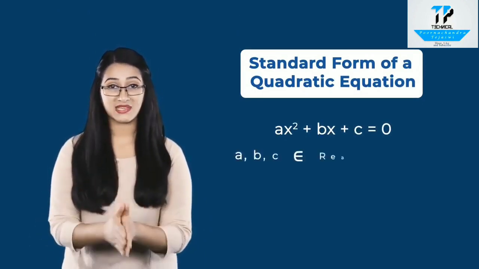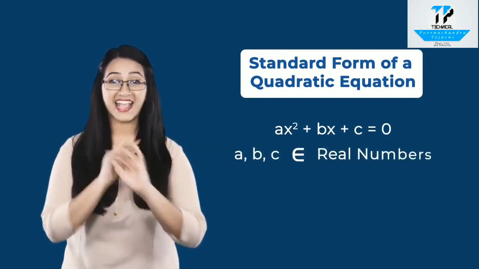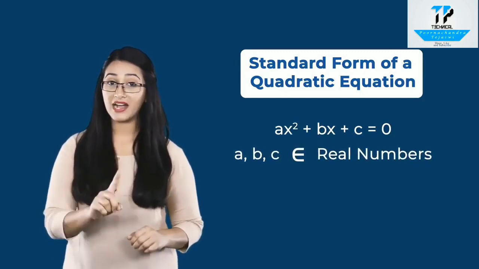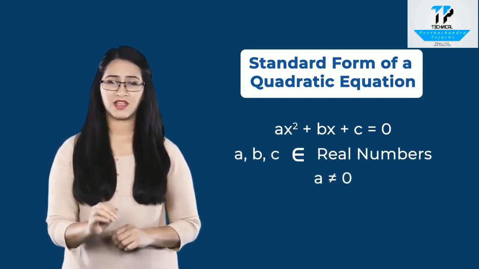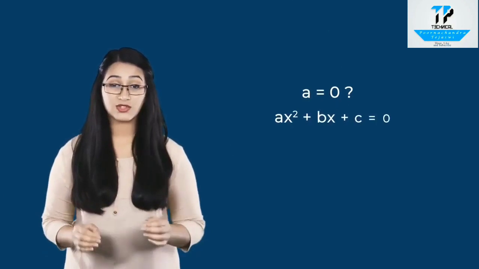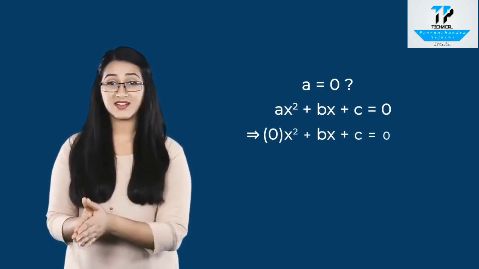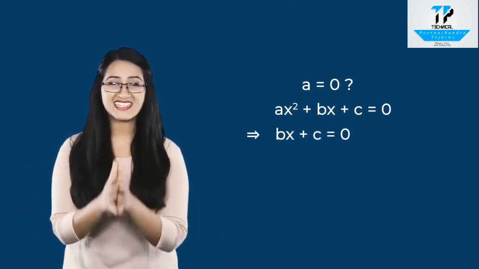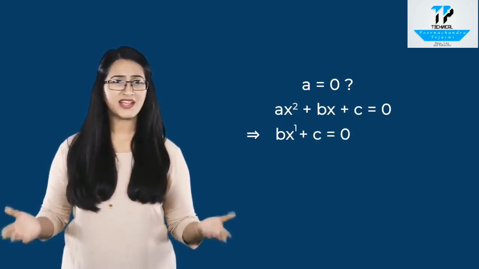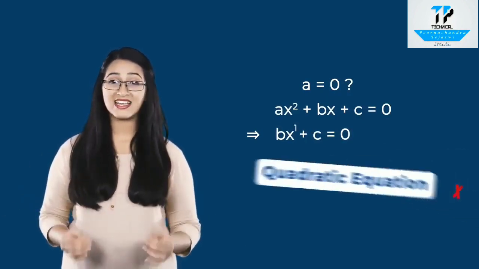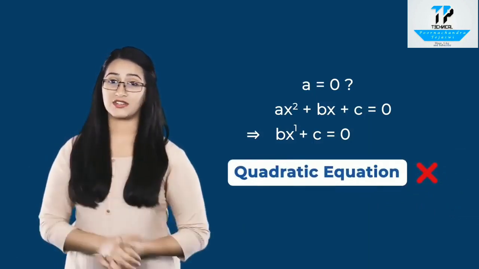where a, b and c are any real numbers, but where a is not 0. But why can't a be 0? Because if a is equal to 0, the x squared term would vanish and the degree of the equation would become 1. So it would no longer be a quadratic equation.